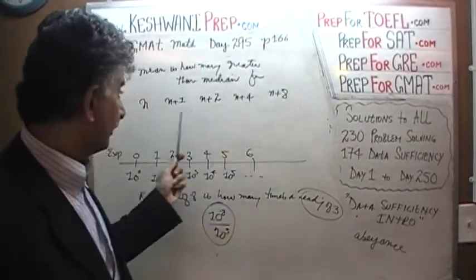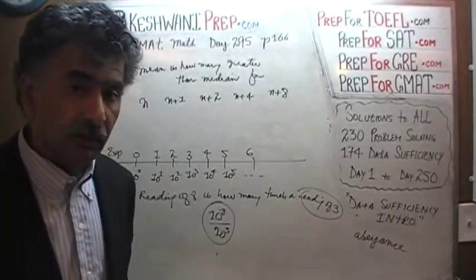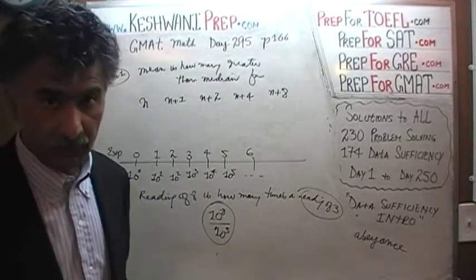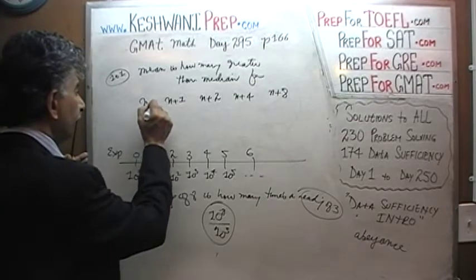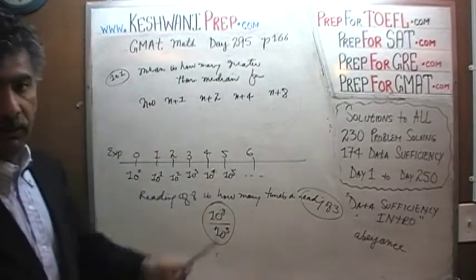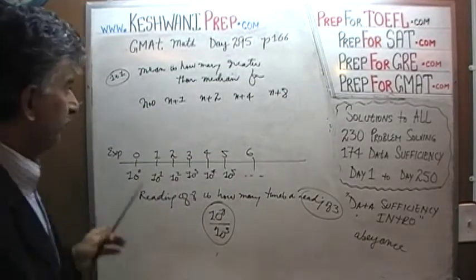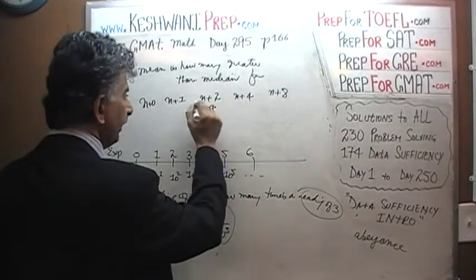So the first thing we notice is that they are already given to us in ascending order. They are in increasing order. So this is n plus 0, this is n plus 1, 2, 4, and 8. They are arranged in order. So therefore the median is very straightforward. The median is the middle number right here. This is the median.